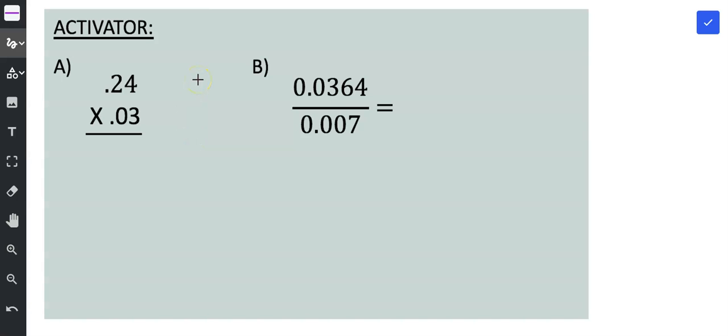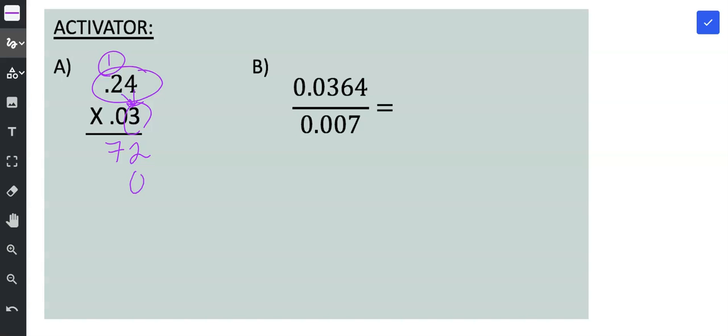In part A of the activator, we are multiplying 24.00 by 3.00. I'm going to start by multiplying everything in the 24.00 by the 3. So 4 times 3 gives us 12. We place a 2 here and carry the 1. Then we multiply 2 times 3 and we get 6. Then we add 1 and get 7.